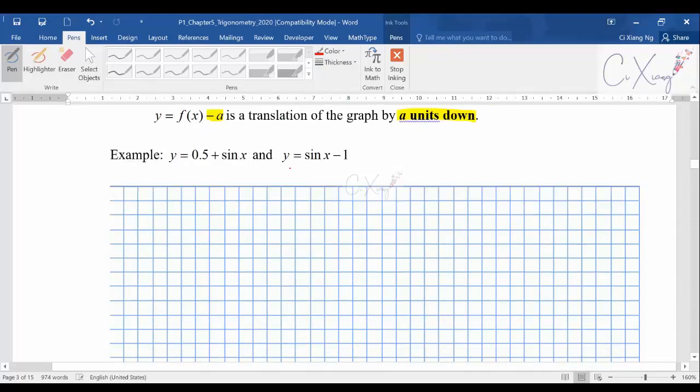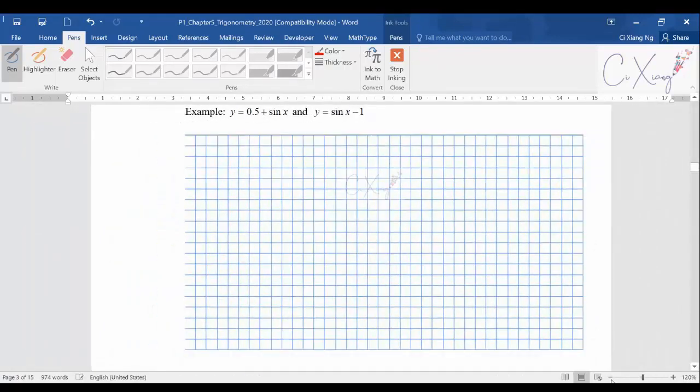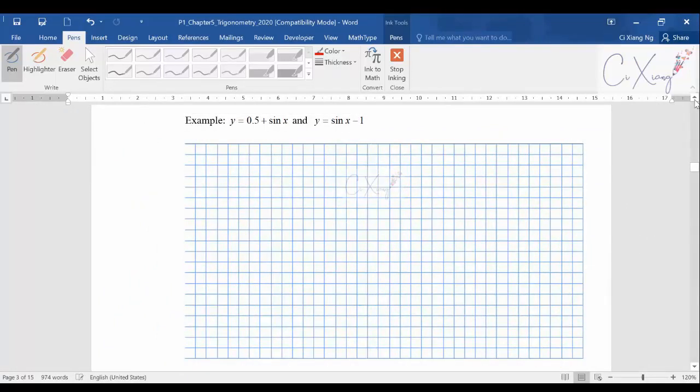For example, let's say they want you to sketch y equals 0.5 plus sine x, and also y equals sine x minus 1. So the first graph is plus 0.5 outside the sine x, and the other one is minus 1 outside the sine x. Maybe I will sketch all three graphs for you here. If you roughly know how to sketch it, I suggest you draw it yourself first, and then after that we discuss it together.